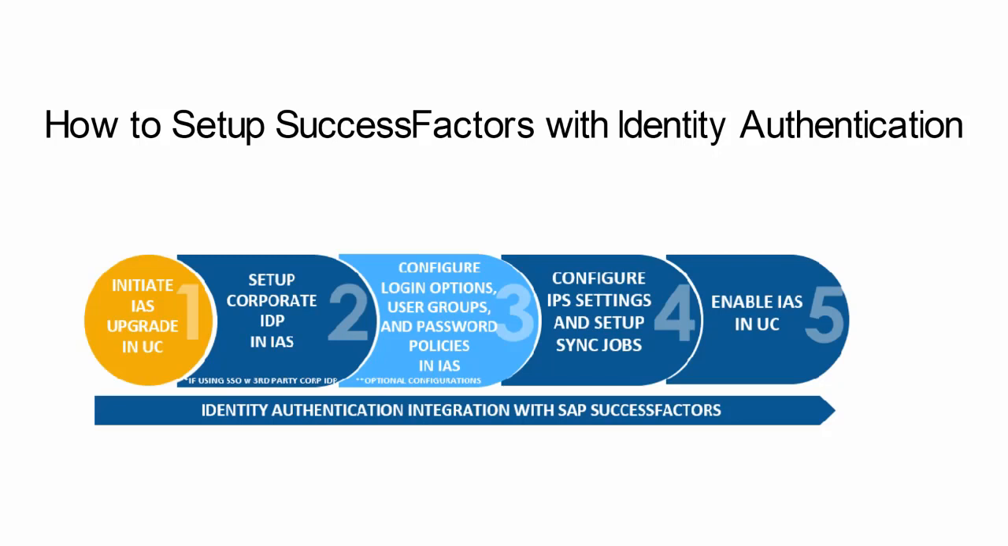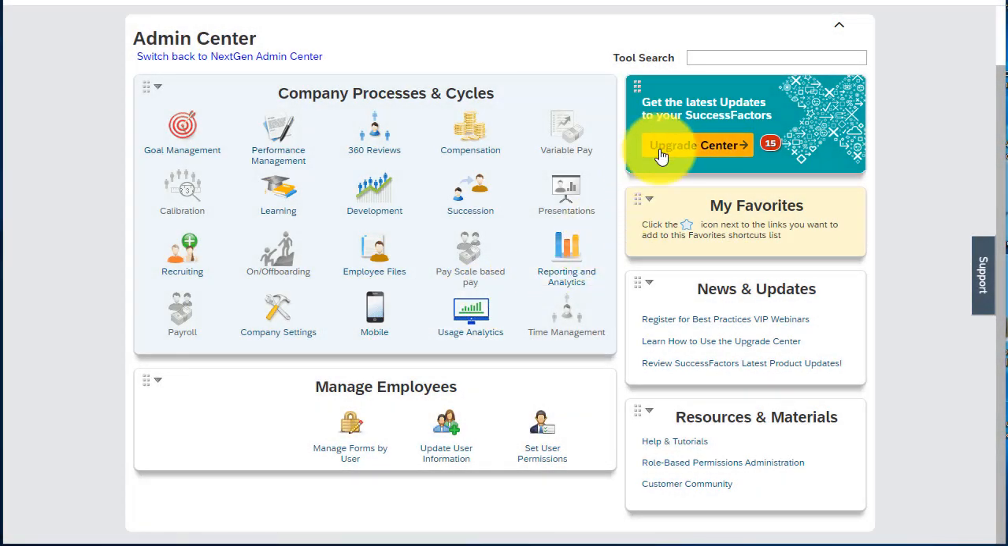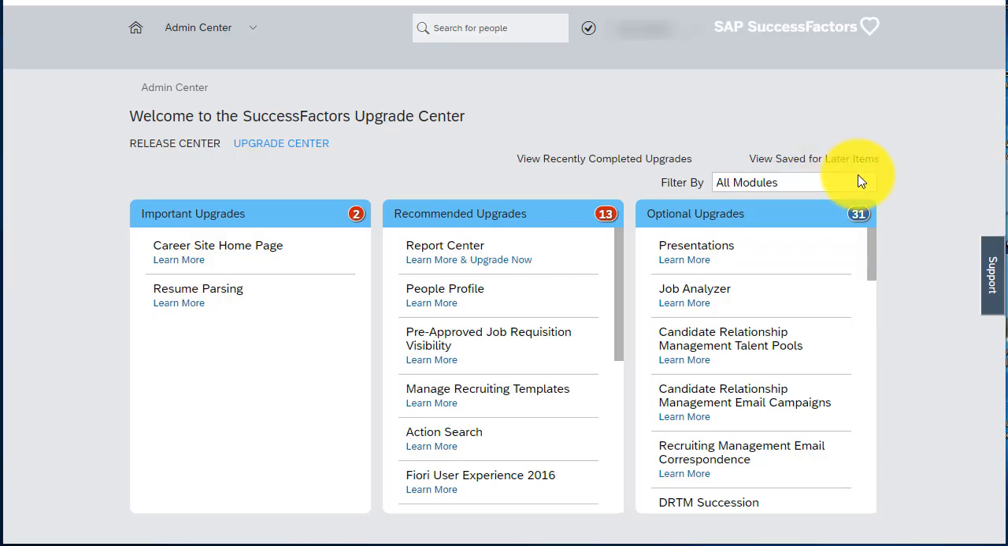Although these settings are configured for you during the upgrade process, you'll still need to review and edit some of those settings. And 5. Enable IAS using the SuccessFactors Upgrade Center. Before you start the process, make sure that you have your S username and password, and you're an administrator with access to the Upgrade Center. Let's get started with the Upgrade Center.